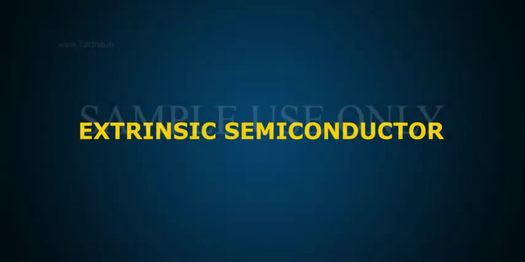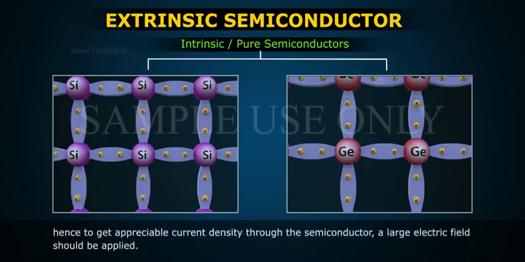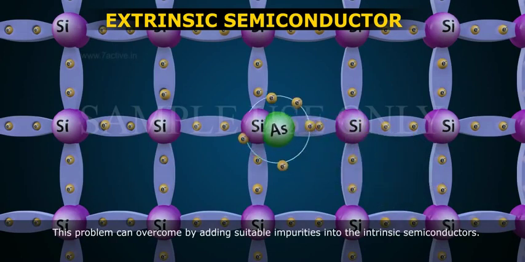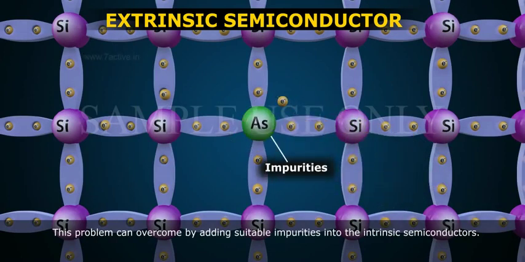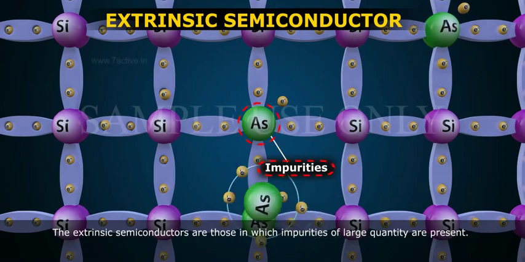Extrinsic semiconductors. In intrinsic or pure semiconductors, the carrier concentration of both electrons and holes at normal temperatures is very low. Hence, to get appreciable current density through the semiconductor, a large electric field should be applied. This problem can be overcome by adding suitable impurities into the intrinsic semiconductors. The extrinsic semiconductors are those in which impurities of large quantity are present.